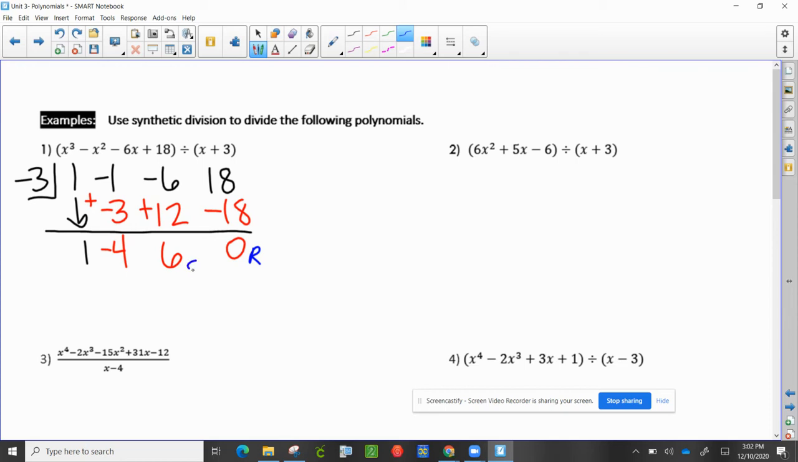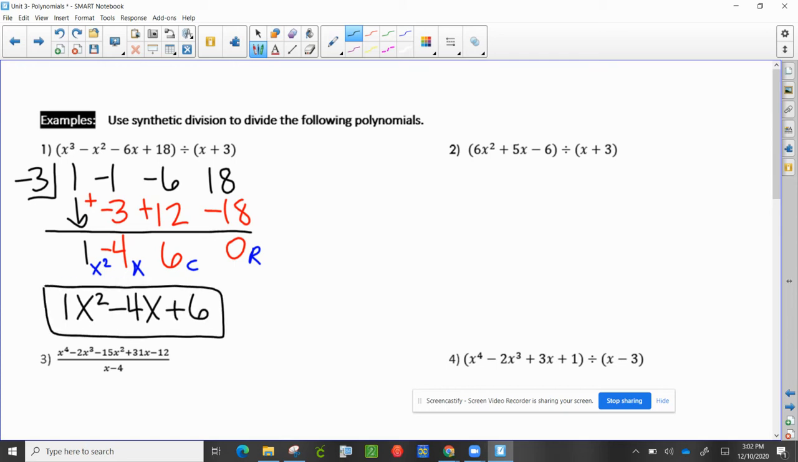So this is my constant term, my x term, then my x squared term. So how we write our final answer, well, these are your coefficients for your quotient. So 1x squared minus 4x plus 6. And remember, since there's no remainder, we don't have to worry about putting that little mini fraction on there. There's your quotient.